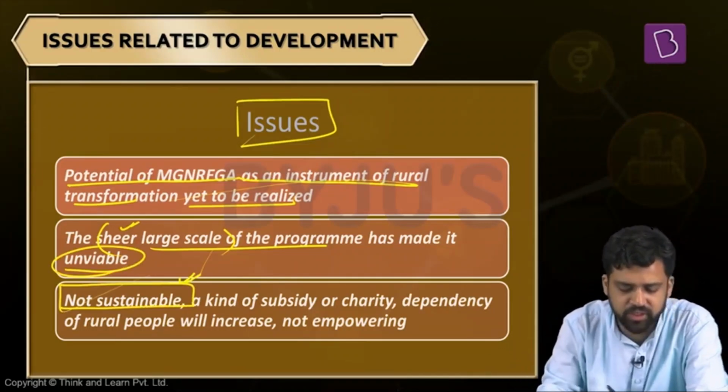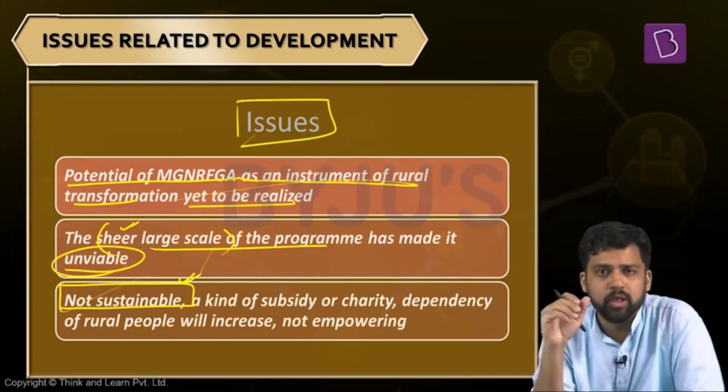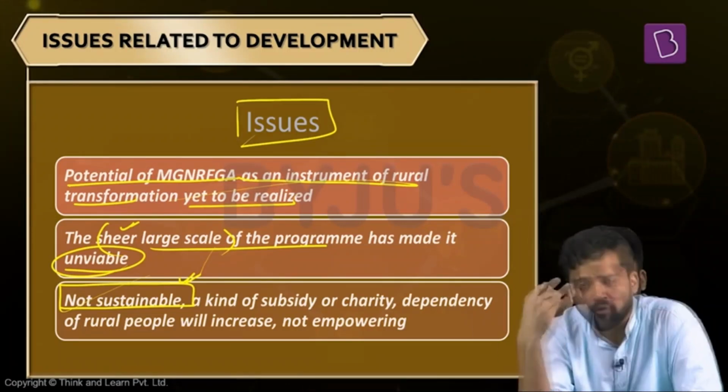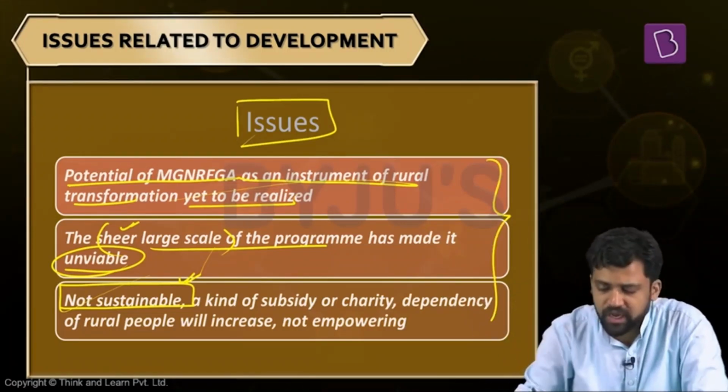Some people have criticized that this is not a sustainable mechanism. You cannot have it for a very long time. You're just giving a subsidy to people. You're just giving charity to people. And if you're giving charity to people, then what will happen? People will become dependent on that charity. And again, for how long will you be giving this charity? Charity also has its limits. So these are some main issues.